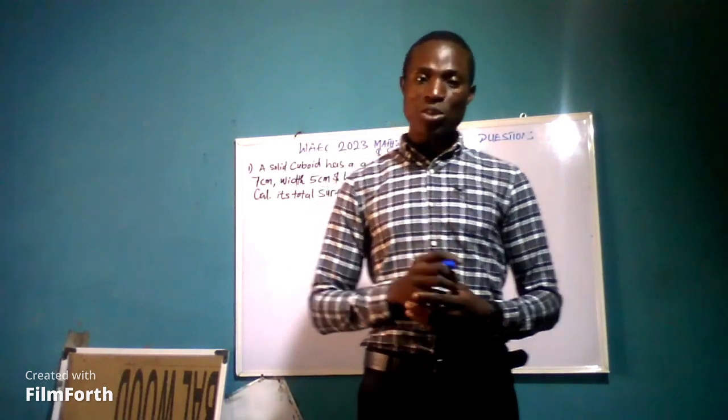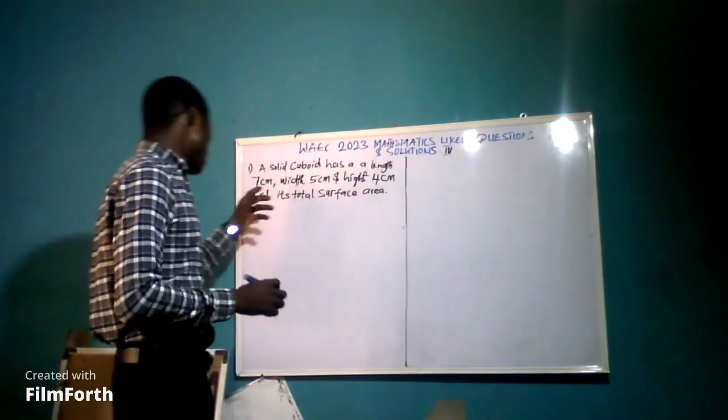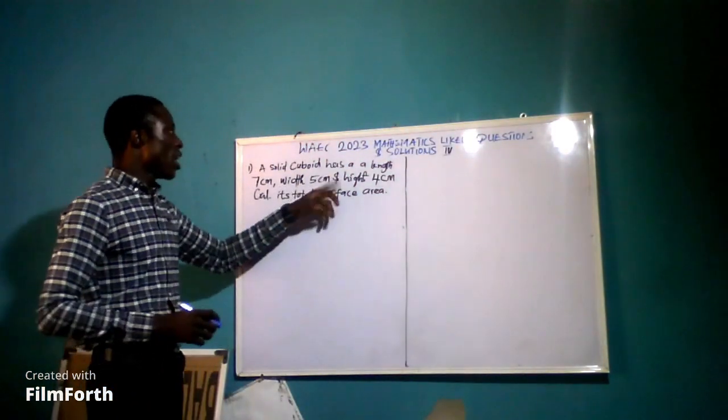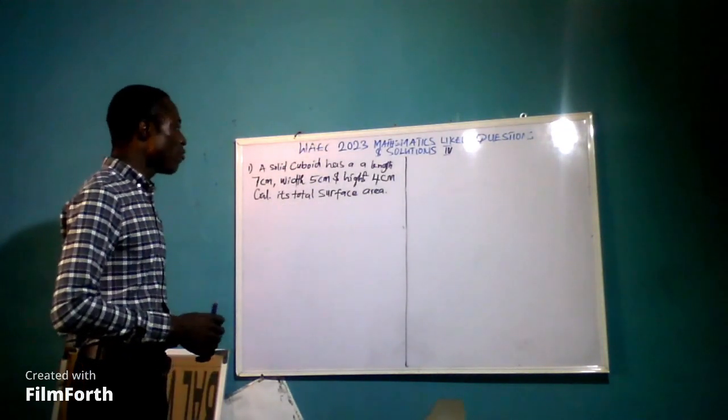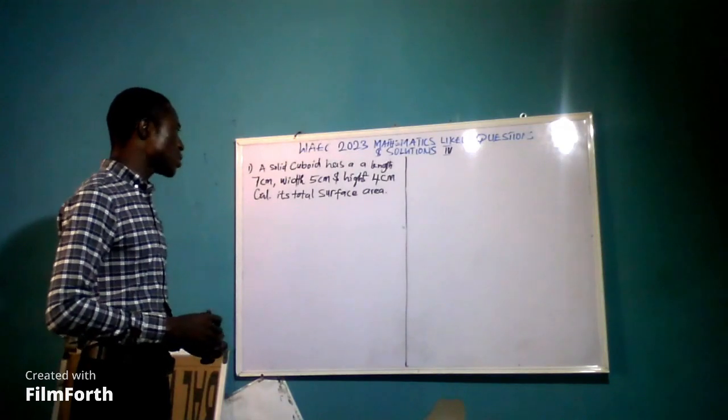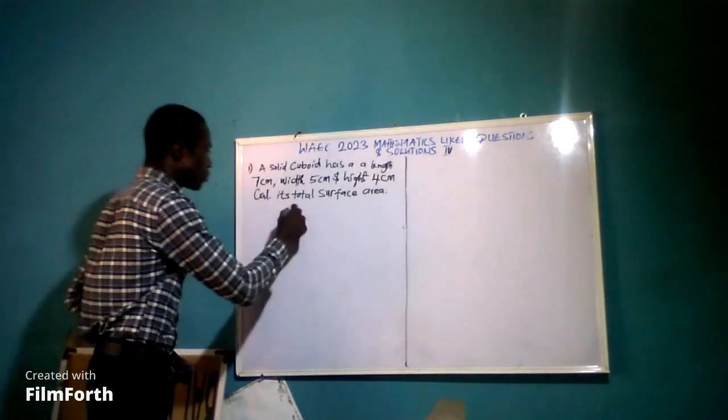Now, let's take question number one. Question number one is stated as: a solid cuboid has a length 7 centimeter, width 5 centimeter, and height 4 centimeter. Calculate the total surface area. Solution.